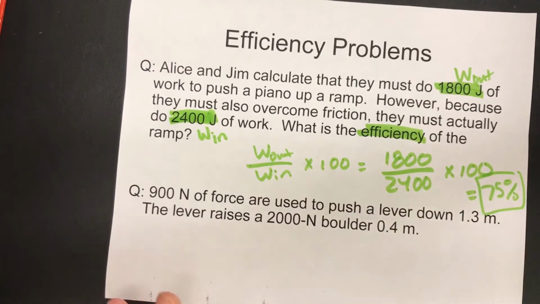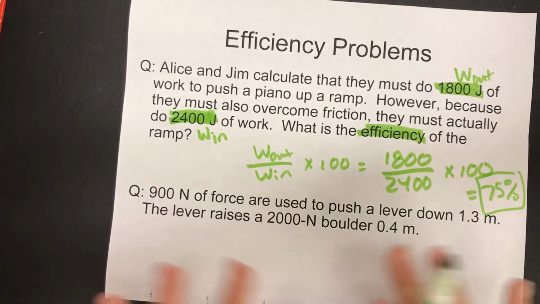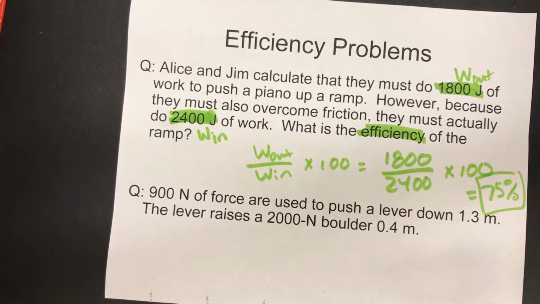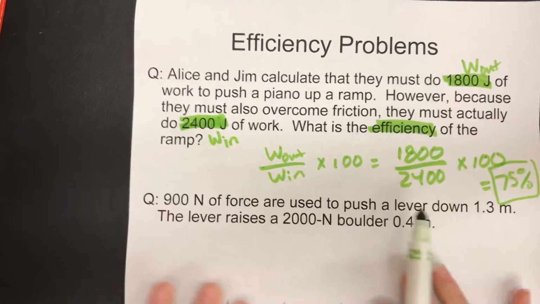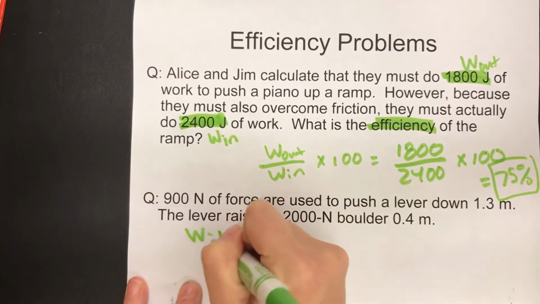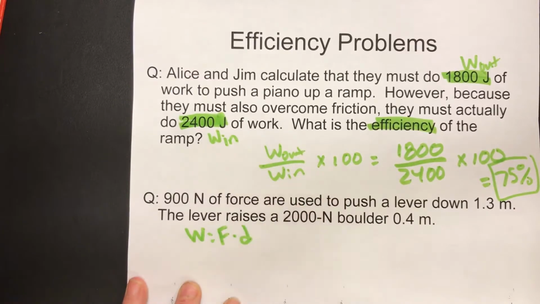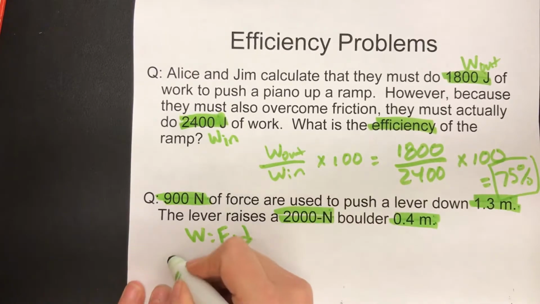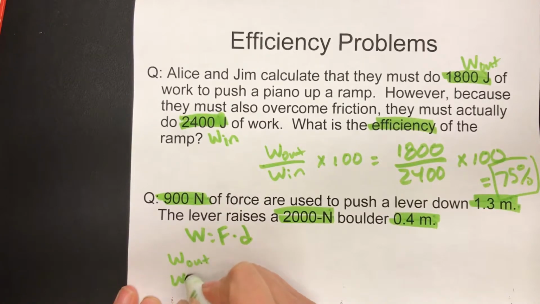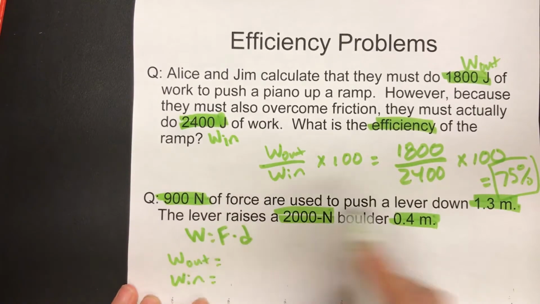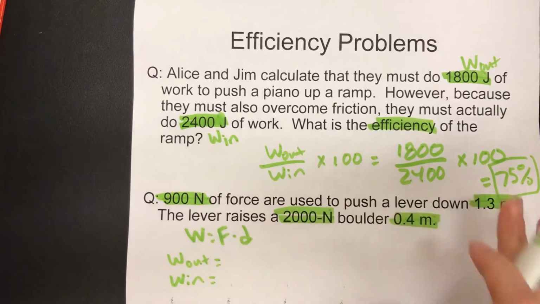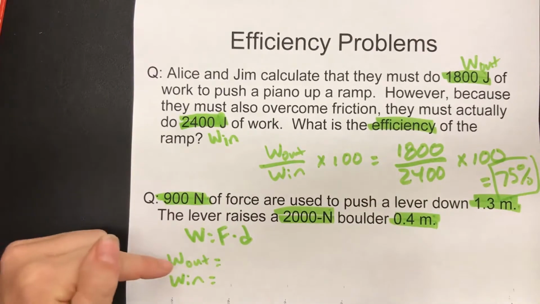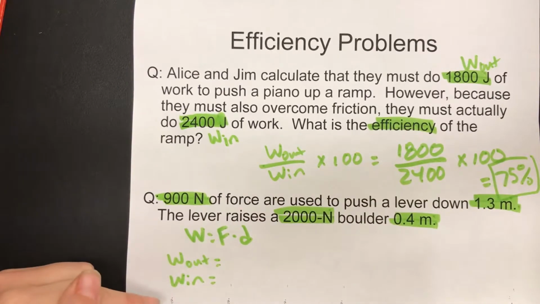Okay, now this last problem is the hardest. If you look, there is no work mentioned at all, and for the efficiency problem we need work. So we need to bring in an old friend: work equals force times distance, because you have a force and a distance here. The first thing you're going to have to do is find your work out and your work in. So you have to read the problem and figure out which numbers go with what. Remember, out is what the machine is doing, in is what you are doing.